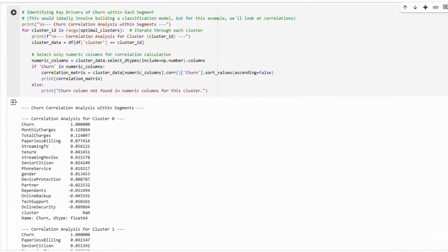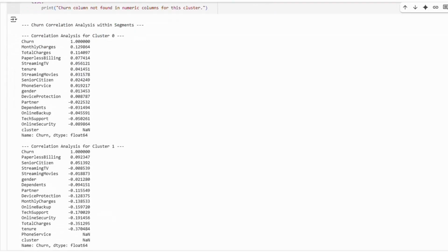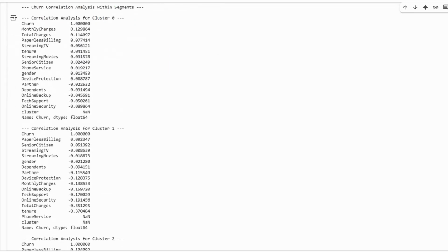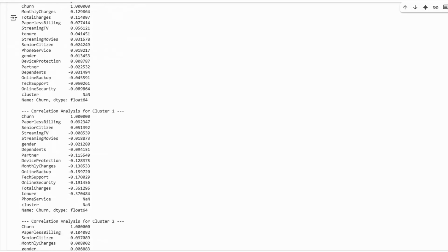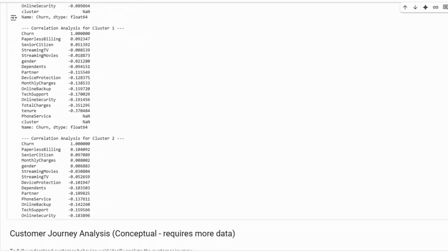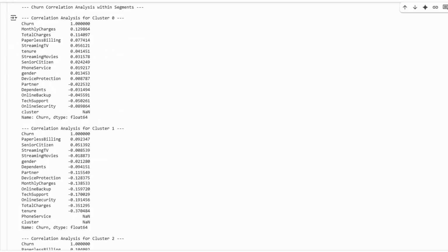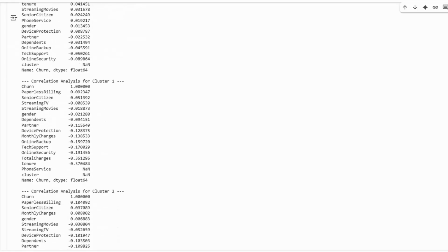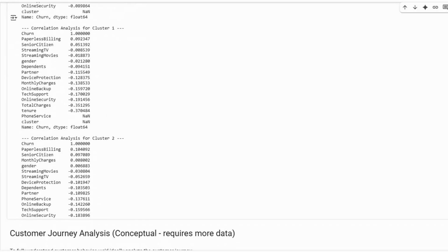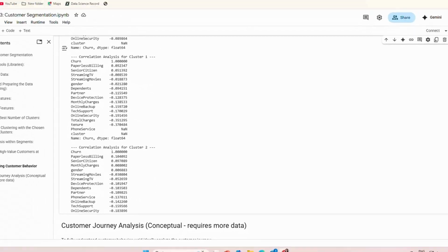We explored what drives churn in each cluster. Cluster 0, weak negative correlations with security and support features, suggesting minor benefits. Cluster 1, stronger negative correlations with tenure and service support, highlighting areas to improve retention. Cluster 2, similar to Cluster 1, with added insights around phone service and dependence. Overall, the weak correlations indicate a need for more advanced modeling and richer customer data.